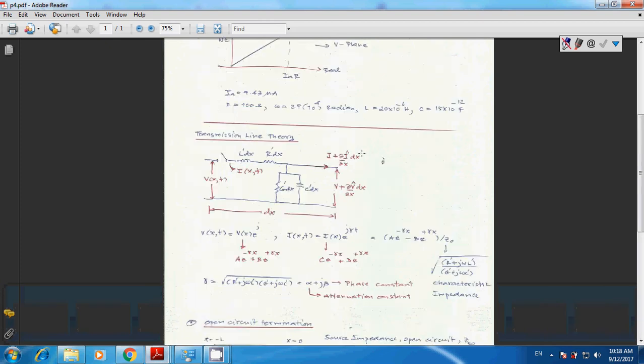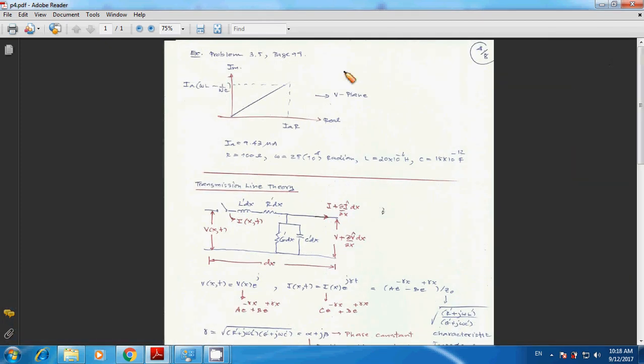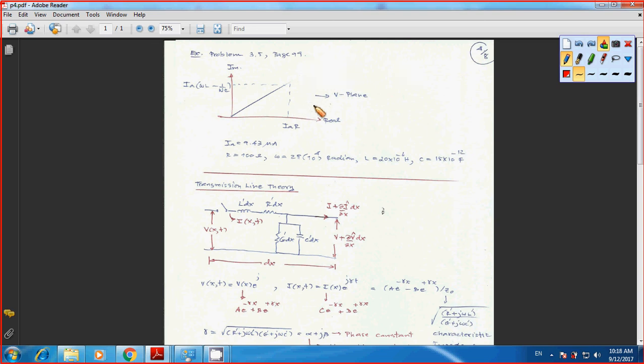Next, number 4. For the same problem, they ask you to draw the V-plane diagram. For the V-plane diagram, this one is the real part, and this one is the imaginary part. The real part is simply V equals IR, that is IA multiplied by R. For the imaginary part, you have L and C, easy to recognize. So it becomes IA multiplied by (omega L minus 1 over omega C). You have IA already, 9.43 microamps, and R, omega, L, C are all given, so you can plug in the numbers.